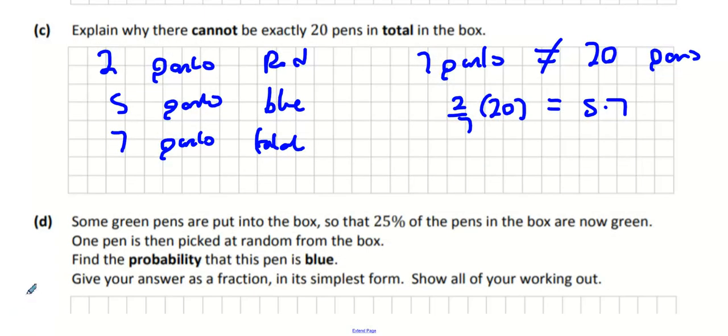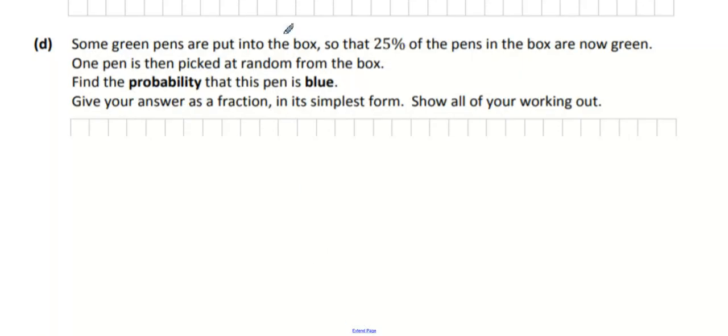Okay, some green pens were put into the box so that 25% of the pens in the box are now green. 1 pen is then picked at random from the box. Find the probability that the pen is blue. Give your answer in the simplest form. Okay, this is going to be interesting. Just going to start off with visual aids here.